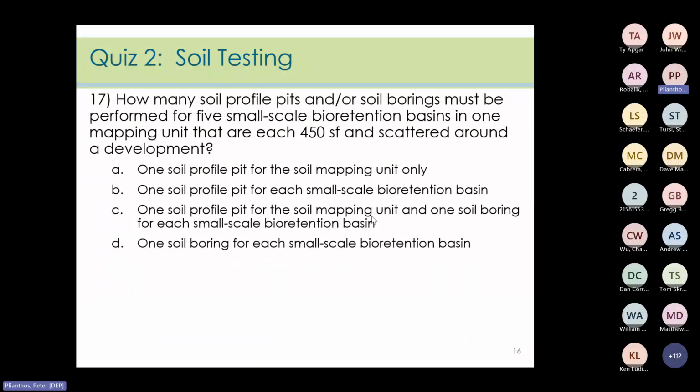Question 17. How many soil profile pits and/or soil borings must be performed for 5 small-scale bioretention basins in one mapping unit that are each 450 square feet and scattered around a development? And the answer is C, 1 soil profile pit for the soil mapping unit and 1 soil boring for each small-scale bioretention basin.